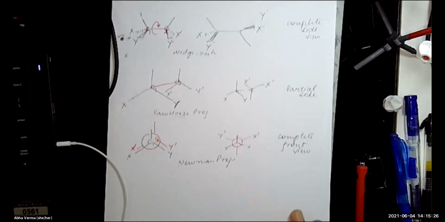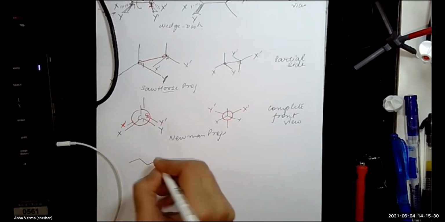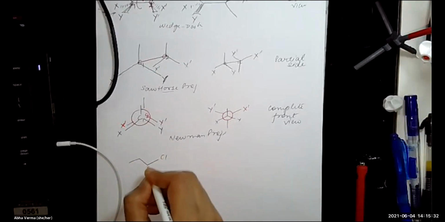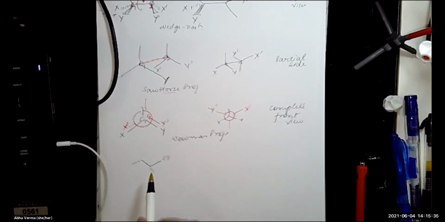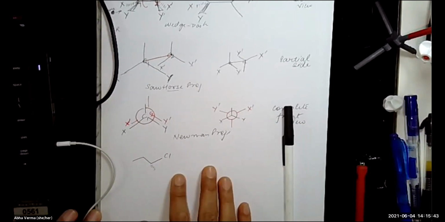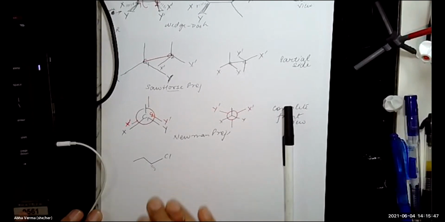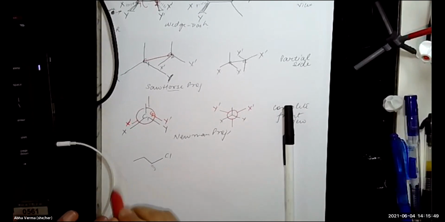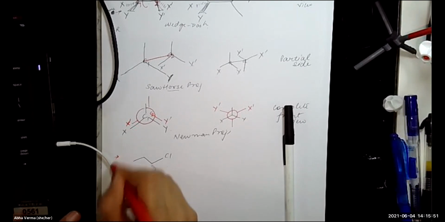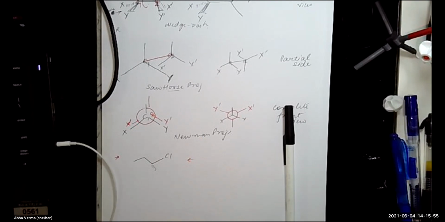Okay. Let's do another example, and all of you should be able to do this with me. Let's say I give you a structure like this. How are you going to do the Newman for this one? I just want to remind you, before you start doing anything, think about your nomenclature. Where is your number one carbon going to be? Will you be starting from your left, or will you be starting at your right?